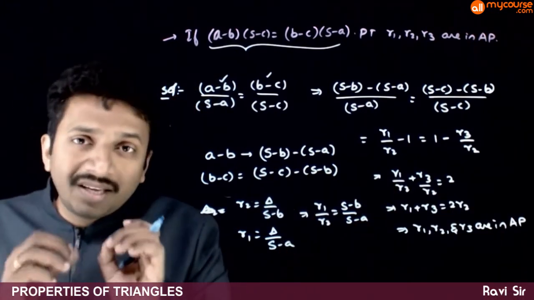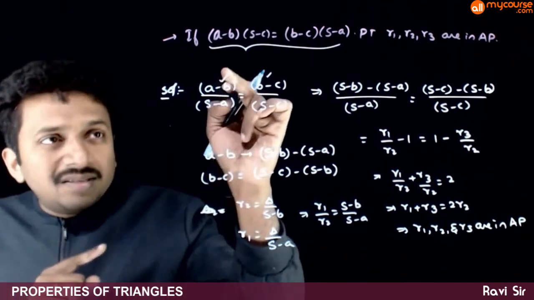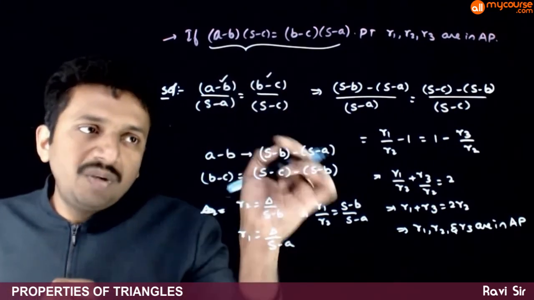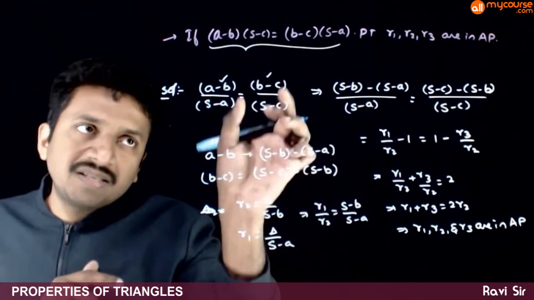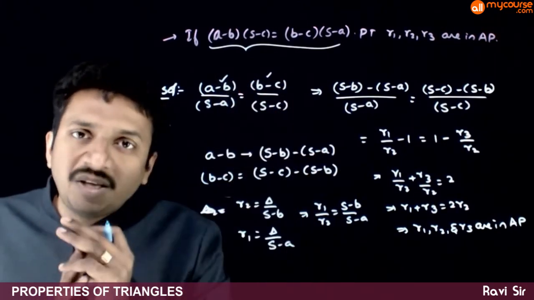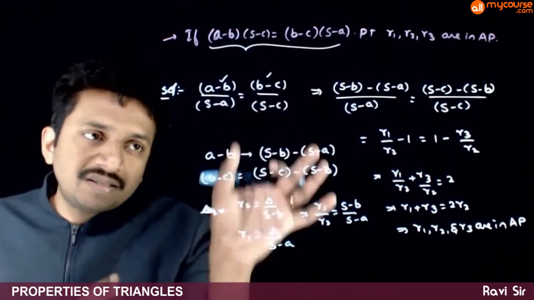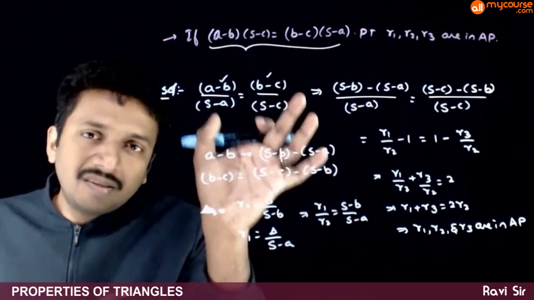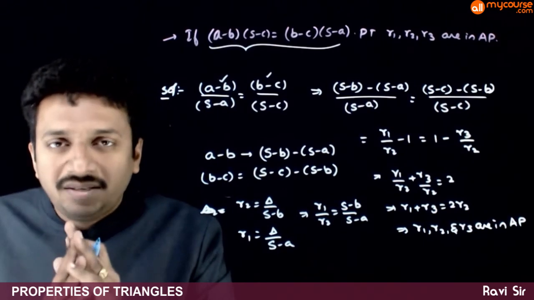So in this question, the critical thing that you need to see is this simplification. A minus b can be written as s minus b minus of s minus a. B minus c can be written as s minus c minus of s minus b. So if you can think of this manipulation, then the remaining question is quite easy.